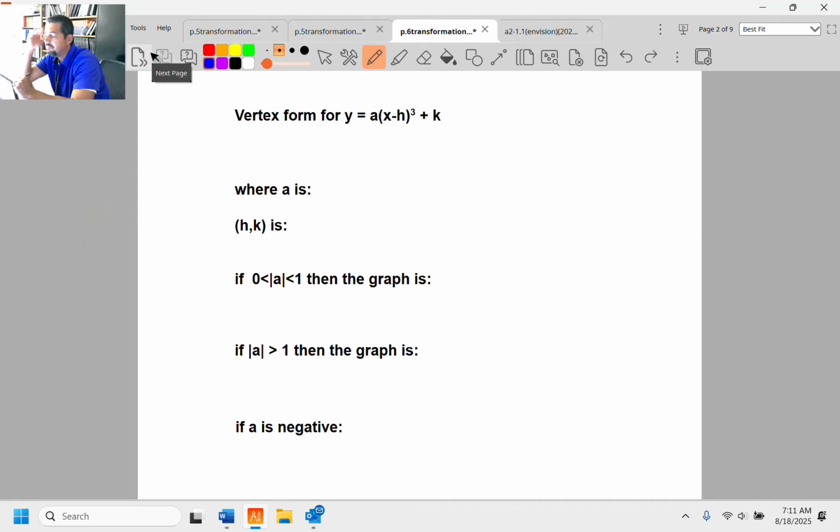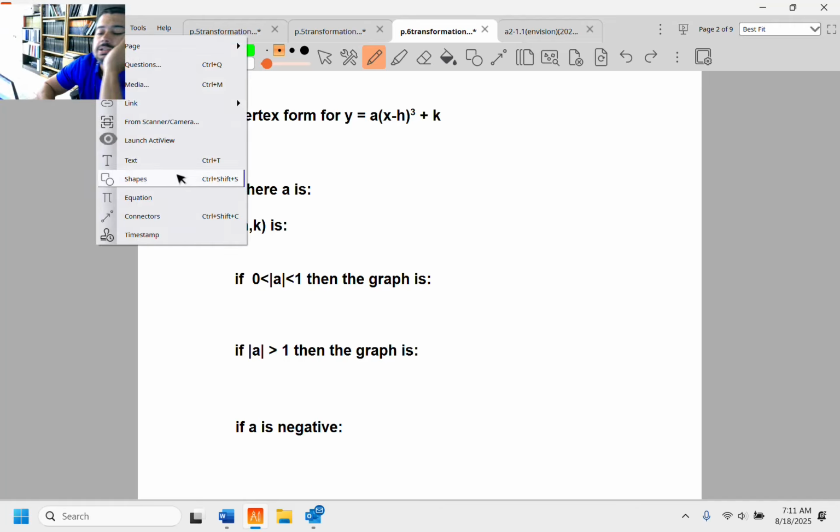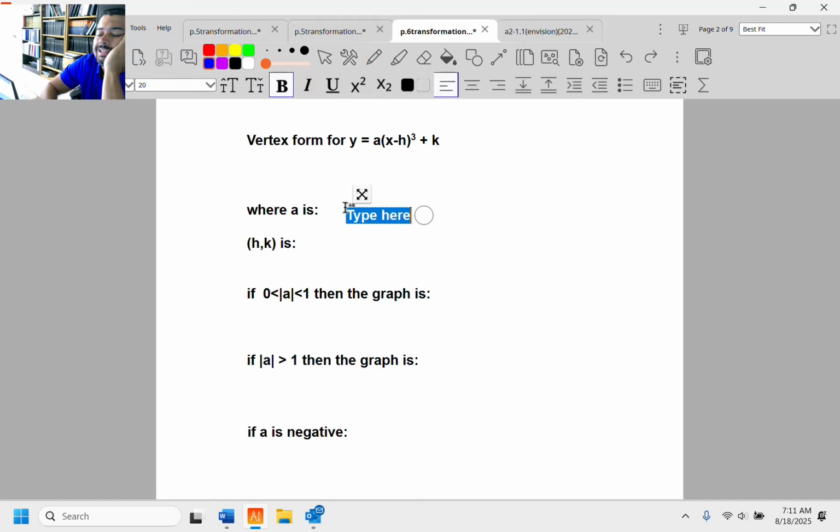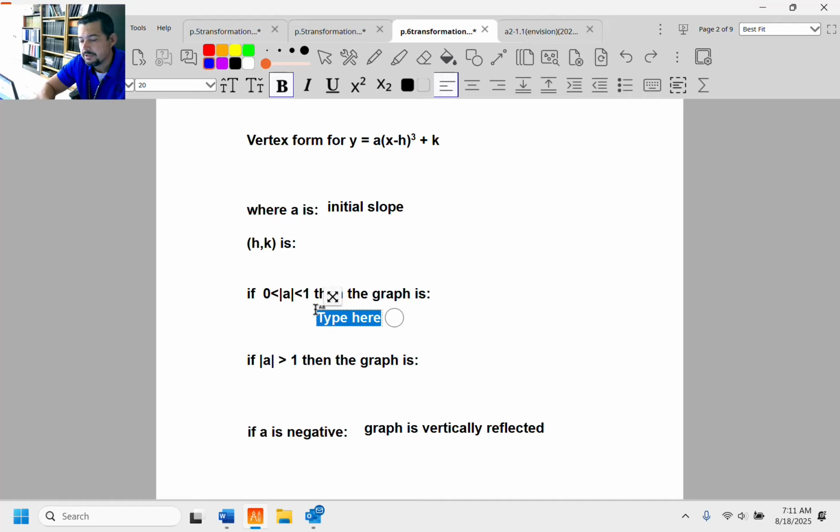Alright, moving forward. The vertex form, which I've been over and over and over. These things are not linear, they are not straight lines, therefore A is still your initial slope to some degree. More about A. If A is negative, then the graph is vertically reflected. If A is a number between 0 and 1, like 2/3 or something like that, the graph is vertically compressed. If A is bigger than 1, then the graph is vertically stretched, just like it's been for all of them. Yeah, it's simple.